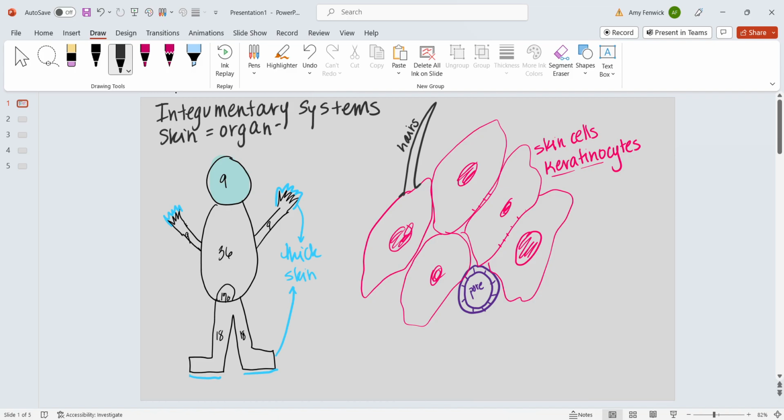So if someone says, what is the organ system that is the most superficial on your body, you say integumentary system. If someone says, what is the most superficial organ, then you say skin. And we're going to find that hair, just like I said, hair, nails, glands, and a whole bunch of other things are also organs in your integumentary system.